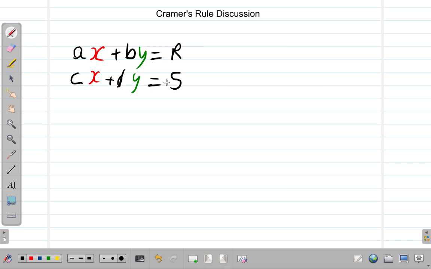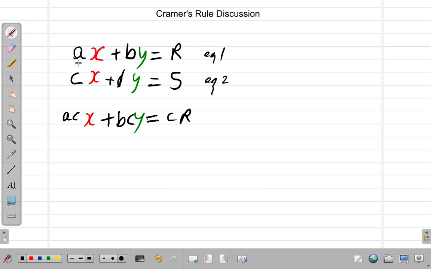Now, using the elimination method, suppose you multiply equation 1. This is equation 1 and this is equation 2. Let's multiply equation 1 by C, and then equation 2 by A, so that we have the same number times X. Then we eliminate X. So equation 1 multiplied by C gives us ACX plus BCY equals CR.